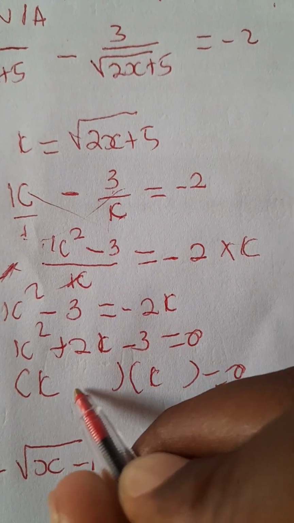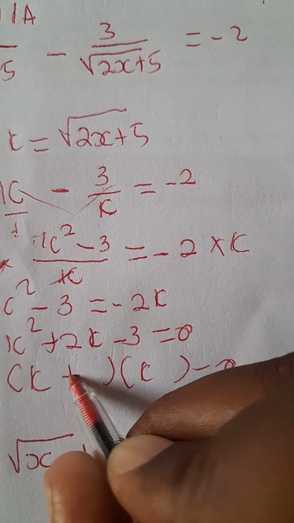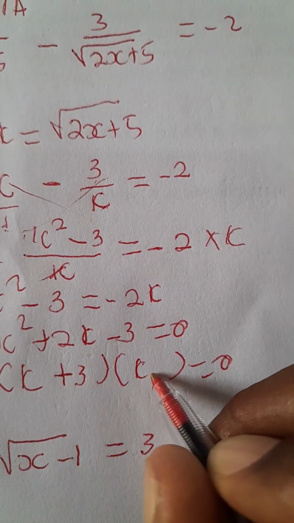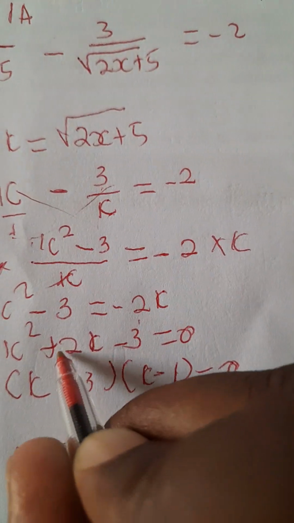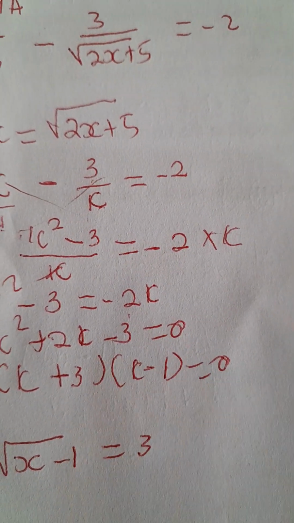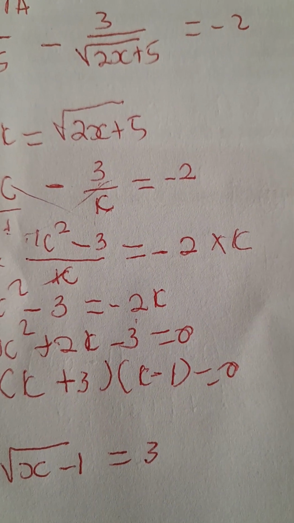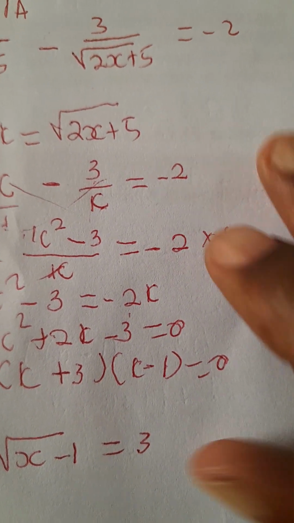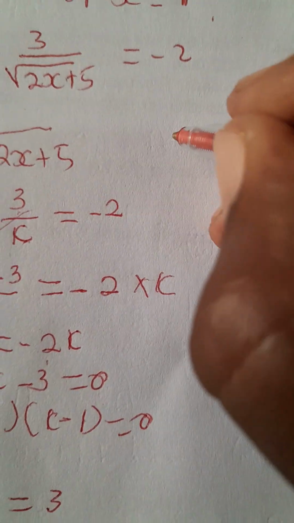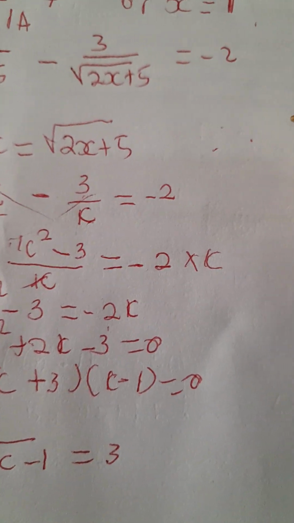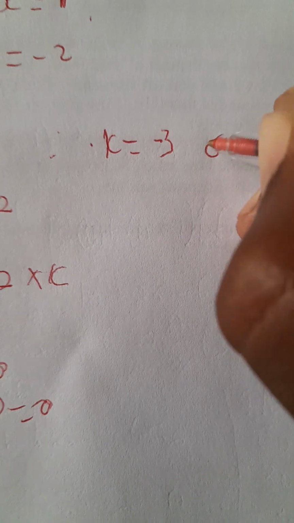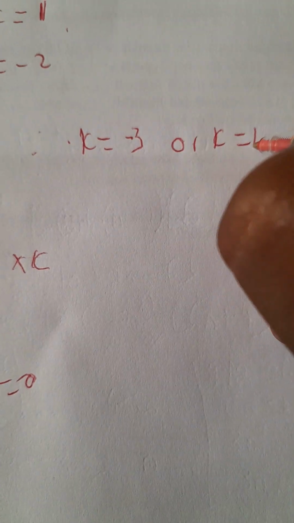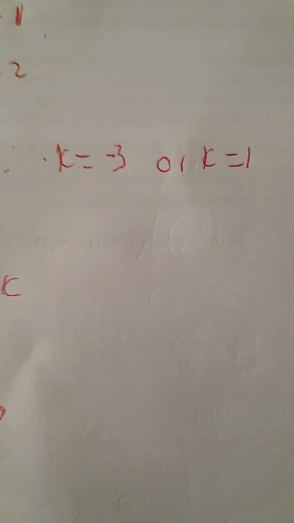So since it's negative, here the signs will be different. So what are we going to have? We're going to have k plus 3 and k minus 1. 3 minus 1, we know that's 2, and 3 times negative 1, that's negative 3. Okay, so equate everything to 0 there. When we transpose, k will be minus 3, and transpose 1, it will be positive 1. Minus 1 will be positive 1.